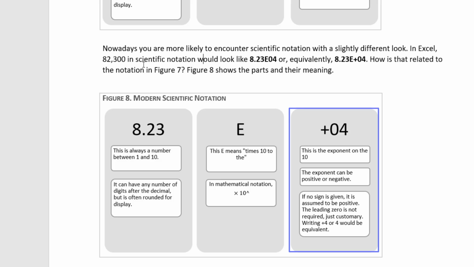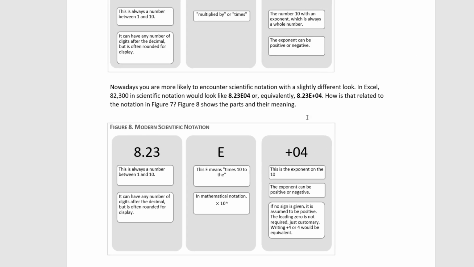Looking at the right-hand panel, we have plus 04. That is the exponent on the 10. This exponent can be positive or negative. In this case, it's positive. You can see the plus sign there, but if you didn't have the plus sign, you would assume that it's positive, and that is how numbers work. The leading zero is not required, but it is customary, and you'll see that Excel will add it to its own display if you do not type it in. However, writing plus 4 or just 4 would be equivalent to writing plus 04, or typing plus 04.